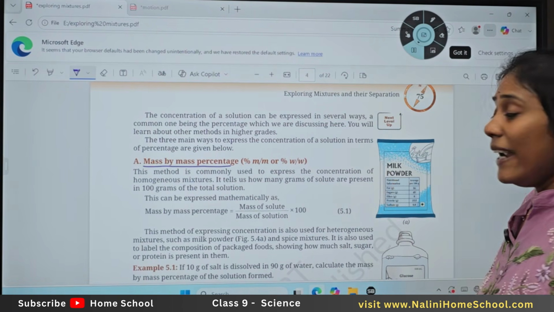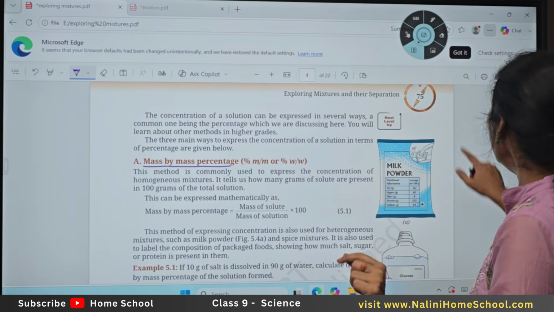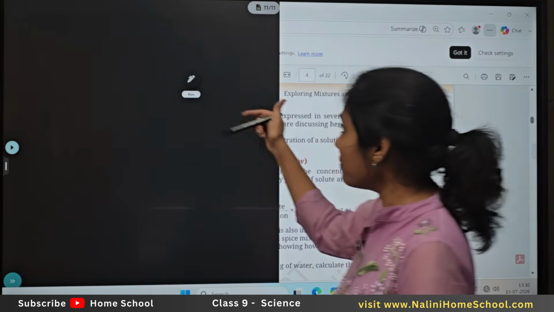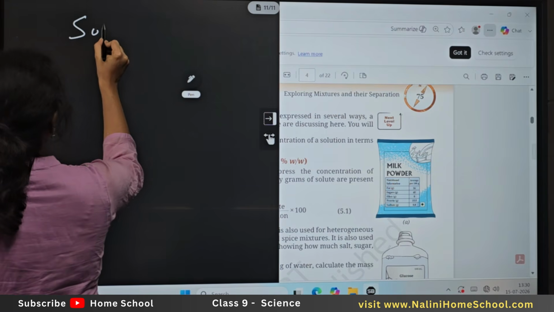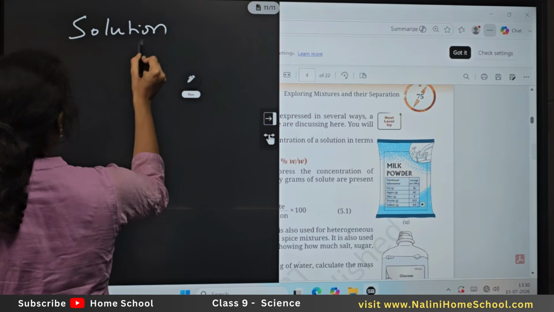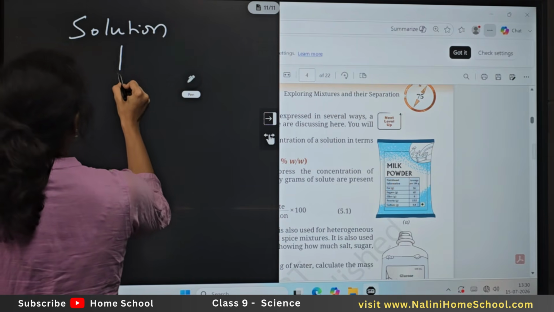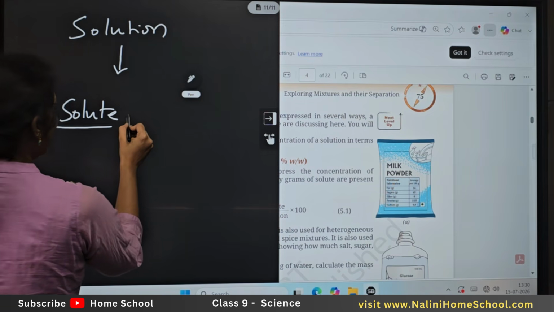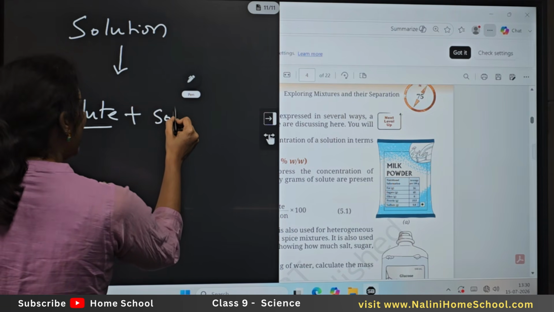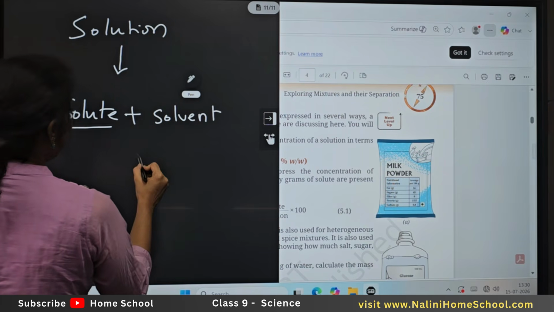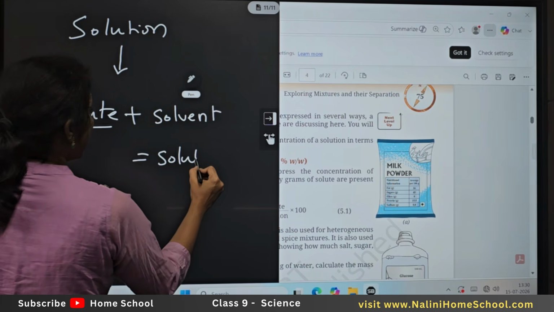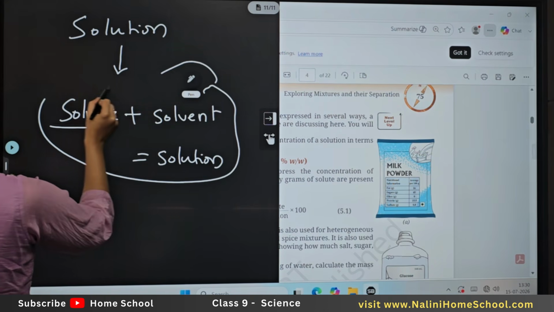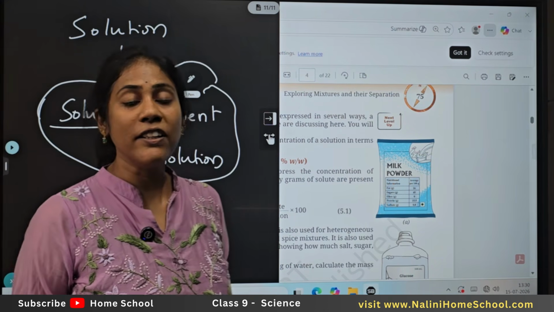Before that, I would like to tell you one thing for all of you guys. Whenever you write solution, your solution is nothing but solute plus solvent. The amount of solute, when you combine with the amount of solvent, then it becomes a solution. So this particular relation is very, very important to understand. Why did I tell you now? Because in the formula and all we use that.